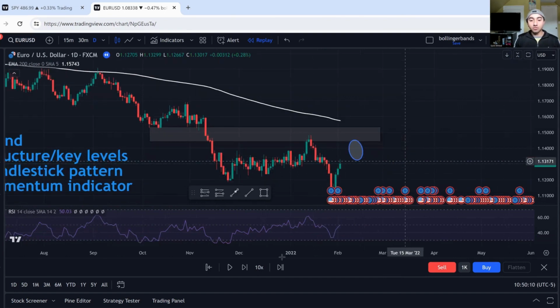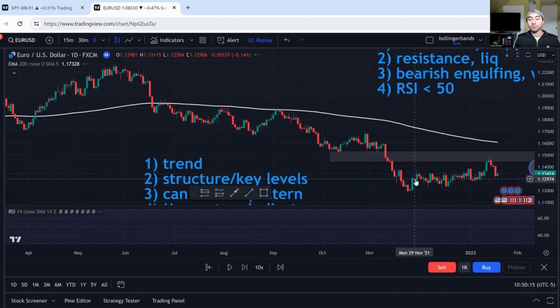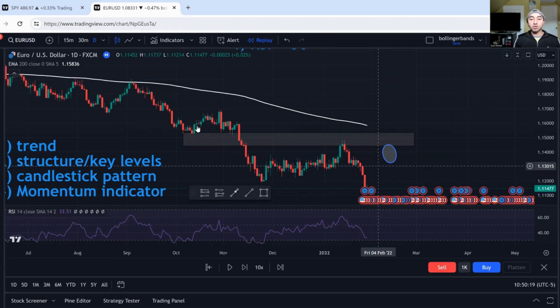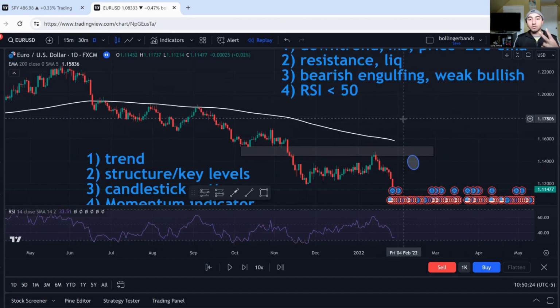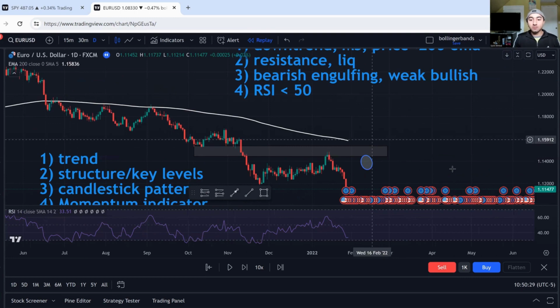But guess what? From here, price keeps on going lower and lower and lower. And now we know that this was support and this was a resistance. So this is 2 things that we know. We're in a downtrend and this is a resistance level. Now, do we know that price is going to come back here? Of course not. But guess what?